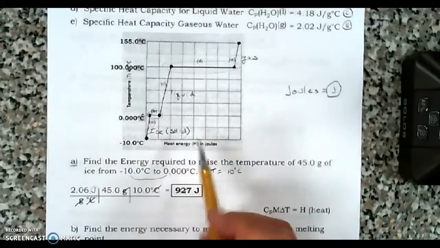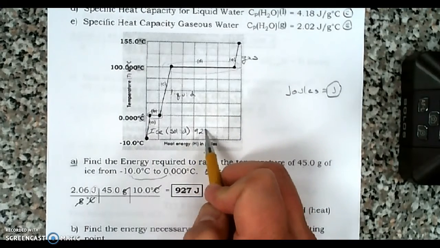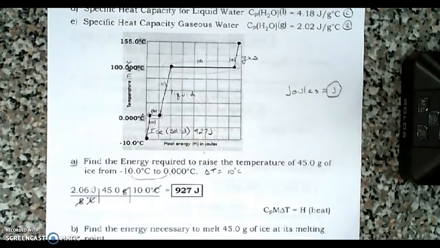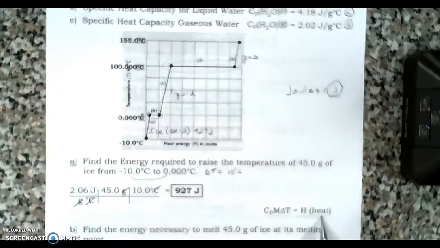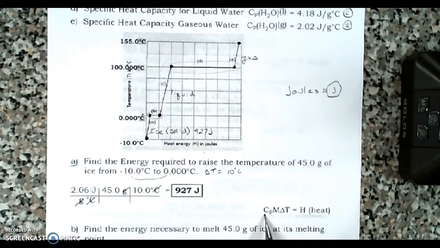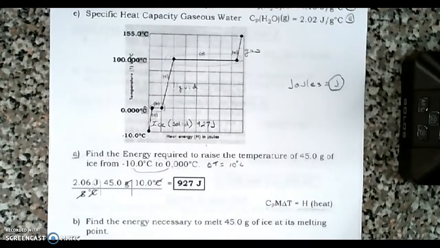It takes 927 joules. All right, that's not our final answer. That's just the answer to one segment. So I wrote out this little set right here. It says heat, which is in joules, is specific heat capacity times mass times delta T. C P m delta T. There it is. All right, so now let's go on to the next. And once you see the next one, you'll get the rest of it.